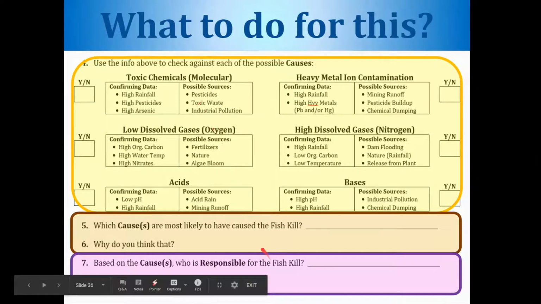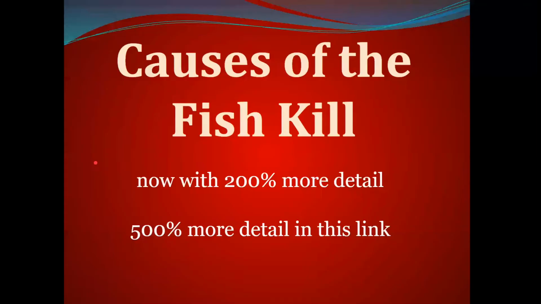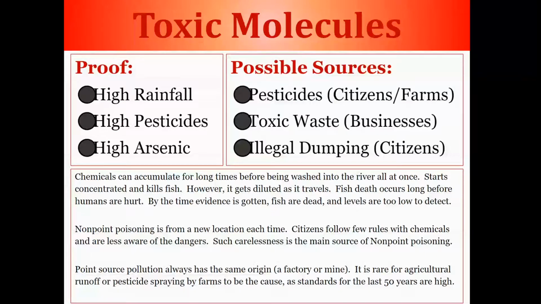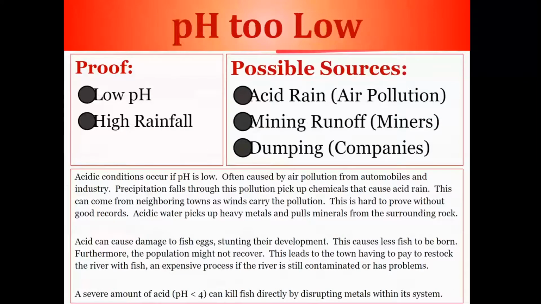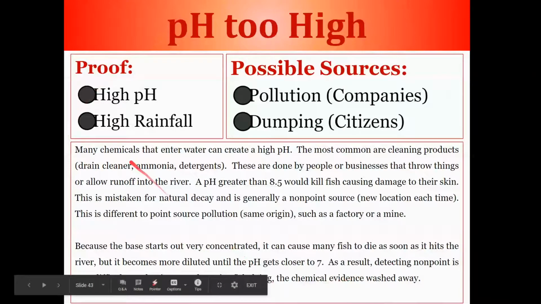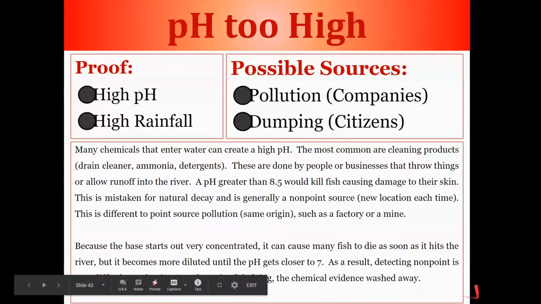Based on the causes, you then need to figure out who is responsible. There are some sources here. There are even more sources given to you within this document where you have the causes of the fish kill. So this goes through each of the causes: toxic molecules, heavy metals, suffocation, gas bubble trauma, pH too low or pH too high. It has all 6 of the ways the fish kill could have happened. It repeats the proof and it talks about the possible sources. It also gives you bonus info here, which can help you determine who is to blame or what really happened.